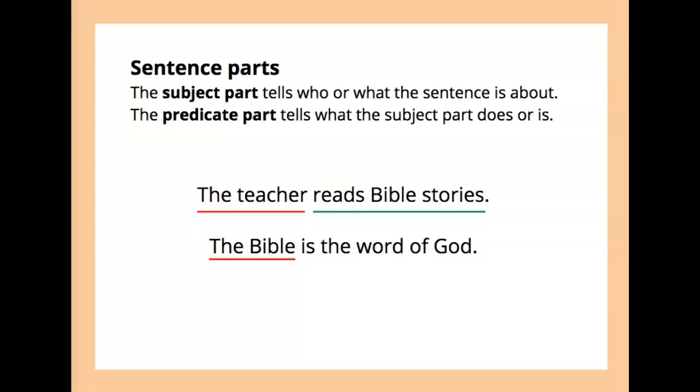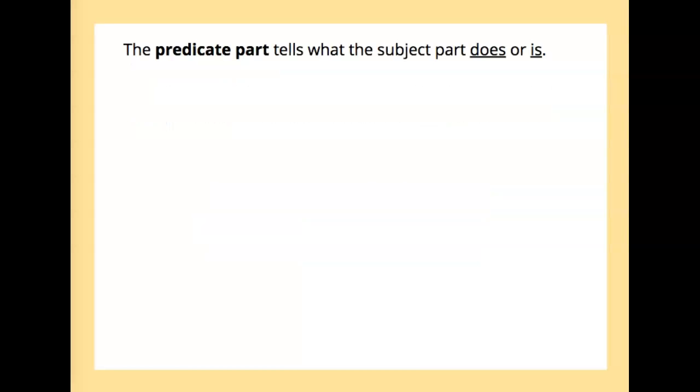The predicate part tells what the subject does or is. This sentence tells us the Bible is the Word of God. So it's telling us what the subject is. So this part is the predicate part. Today's lesson, we are going to focus on the predicate part. So the predicate part tells what the subject does or is.